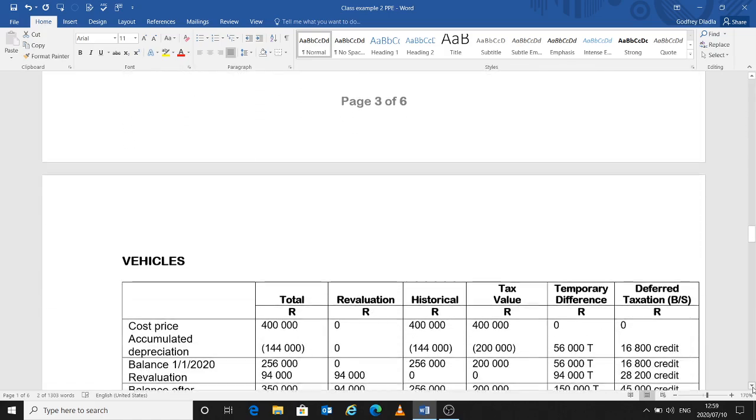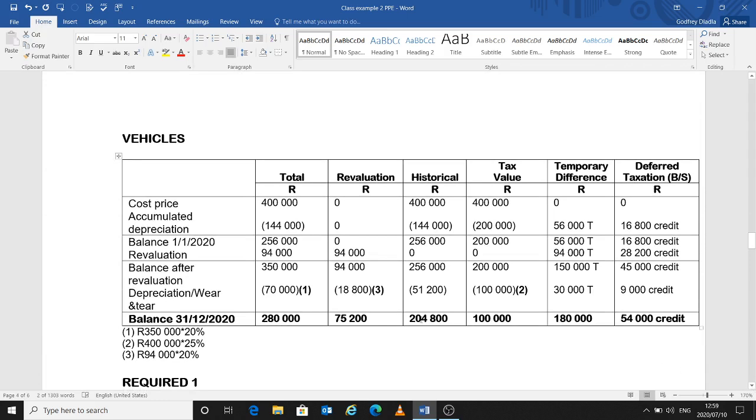Now, if you then look at the vehicle, the figures in terms of the vehicle here, you'll see if you say that 256 is this one, if you compare it to 350, it will give you this revaluation of 94, right? Then what you'll say 350, as you can see, number 1 times 20% gives you the 70, taking us to 280. The revaluation is 94. Multiply that by 20%, which is the depreciation, it will give you the 18,800. It will leave us with the closing balance of 75,200. Historically, we are doing this as if there was no revaluation.